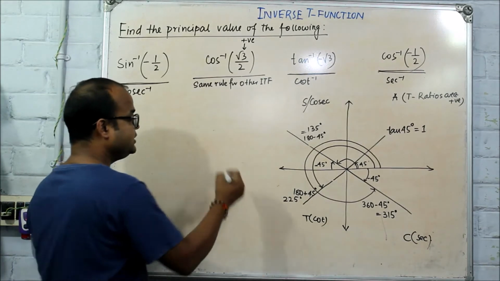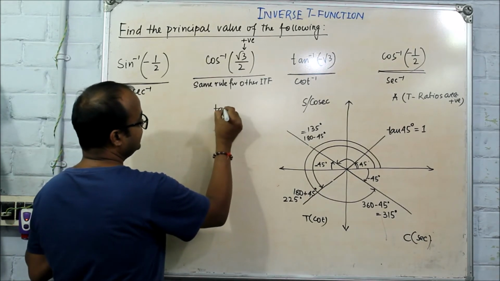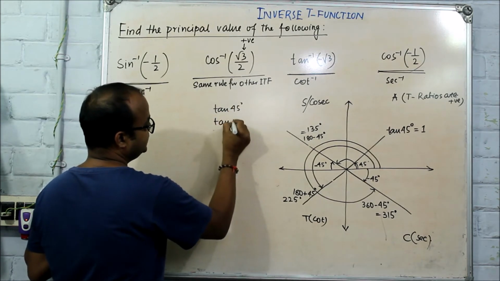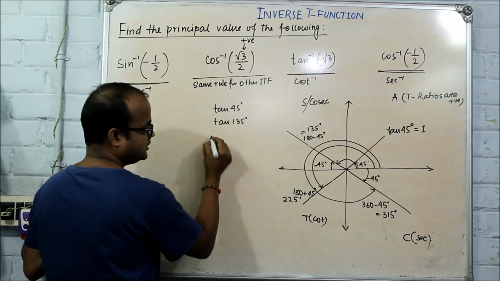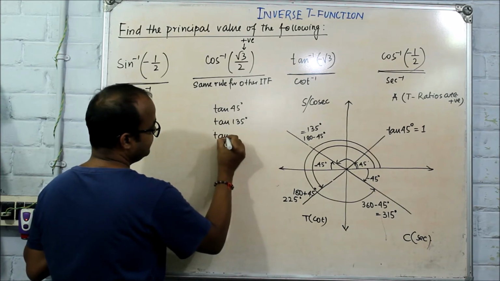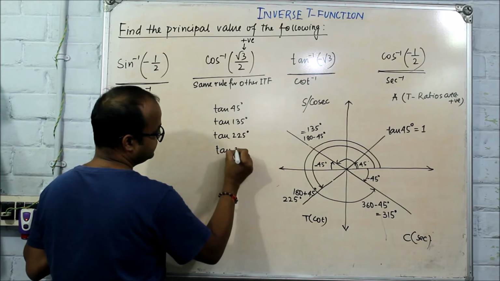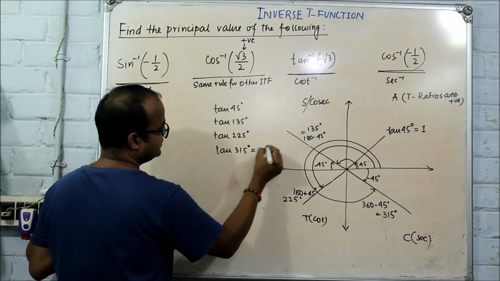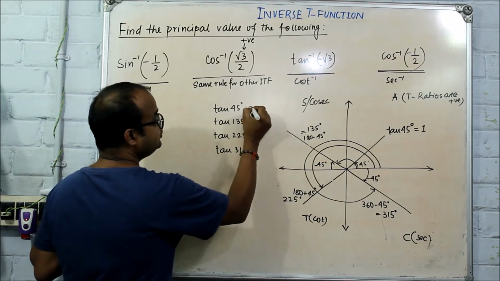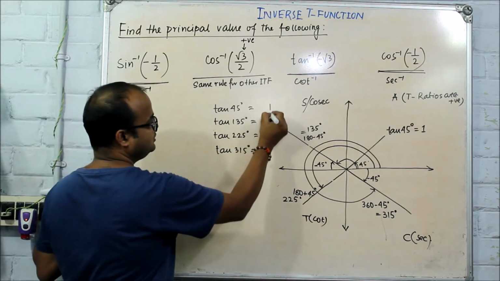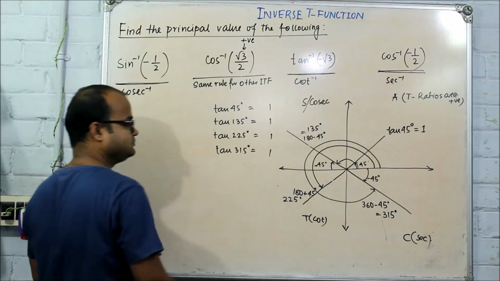Now, if you consider the values tan 45, tan 135, tan 225, tan 315, magnitude wise they will be the same. That is 1, 1, 1 and 1.